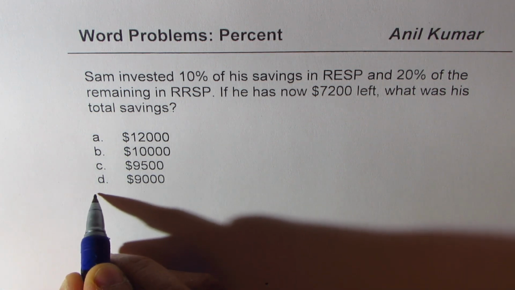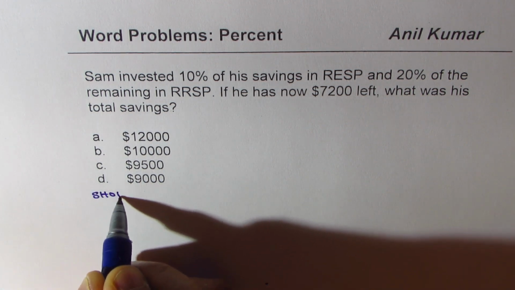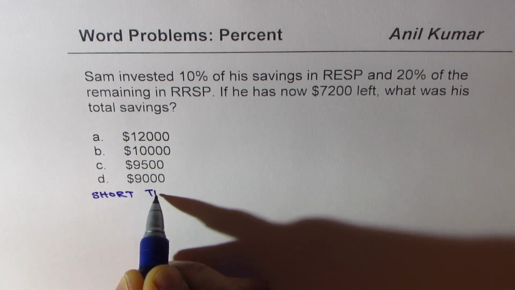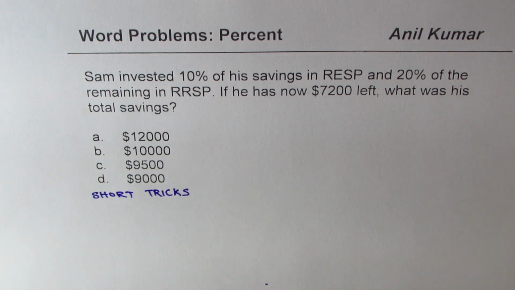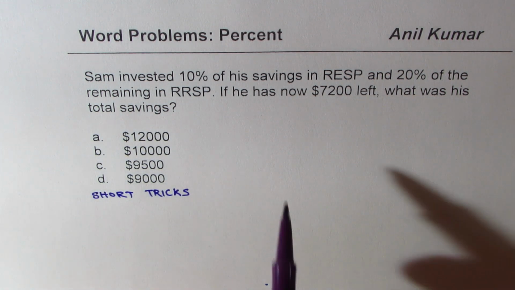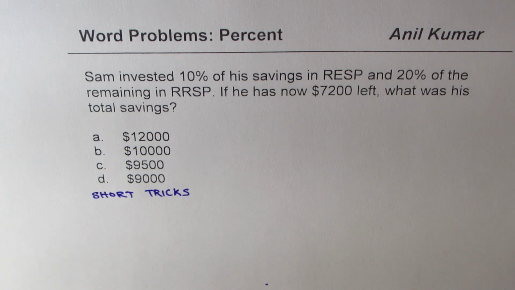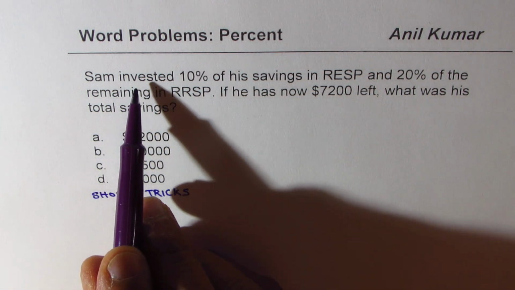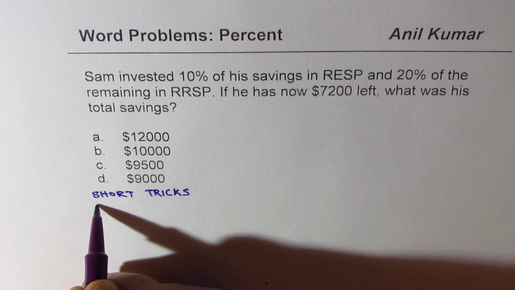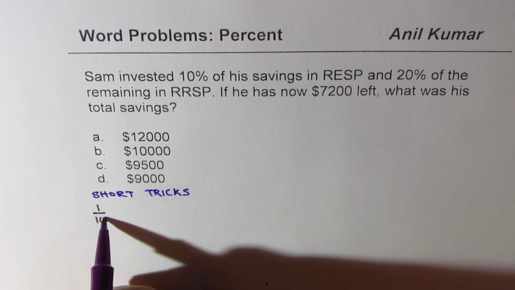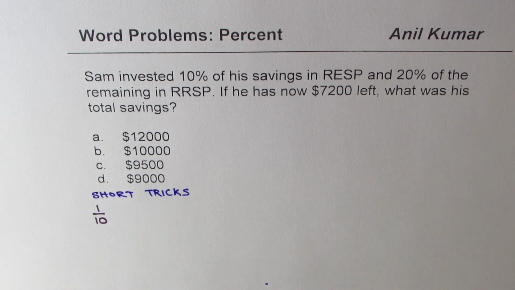Now let's begin with the short tricks. These short tricks are very standard. Whenever you have percent problems, you can always use these tricks, and then we'll understand the method also. When we say invested 10% of the saving, 10% means 1 out of 10. Is that clear? So that is invested, right?